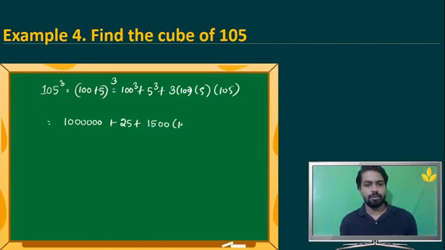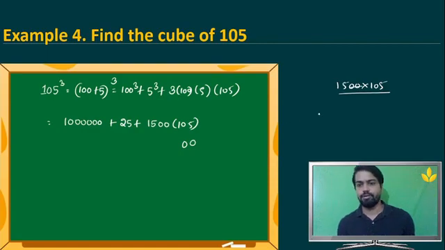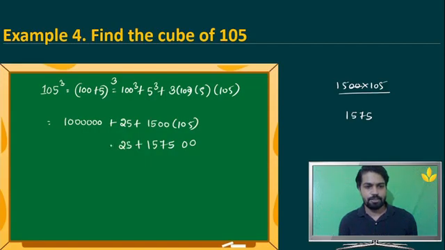1500 into 105. Okay, so how will you multiply 1500 into 105? It's very simple. We'll put two zeros aside. So let's not worry about 1500 now, only 15. It is 1575, guys. So it's going to be 1575 followed by two zeros, plus here 25, plus 10 lakh. See the zeros, don't miss out any zero, properly you have to write it.